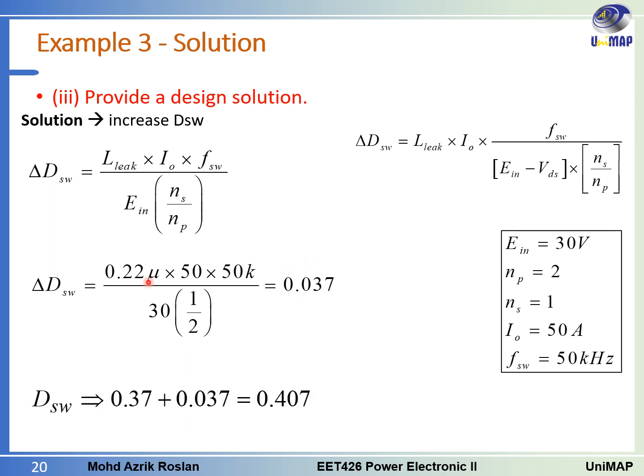So this is the amount of duty cycle that we need to adjust to attain the required value that we want. The adjusted duty cycle is 0.37, and then we have to adjust by 0.037, and the duty cycle that we need to use is 0.407.